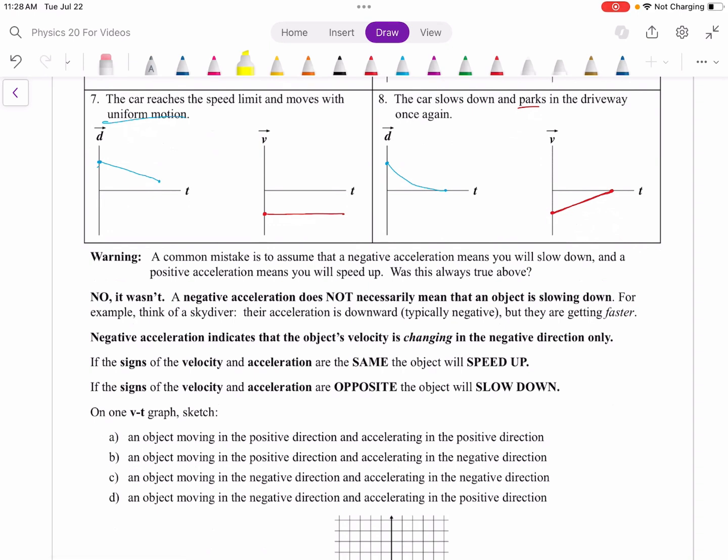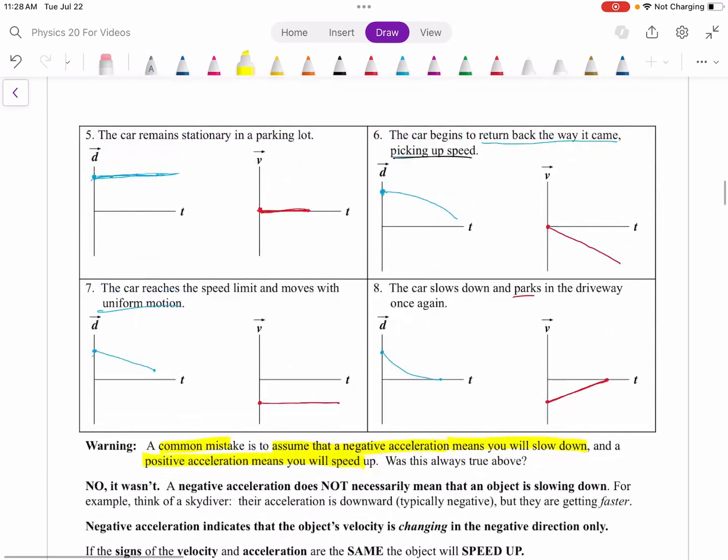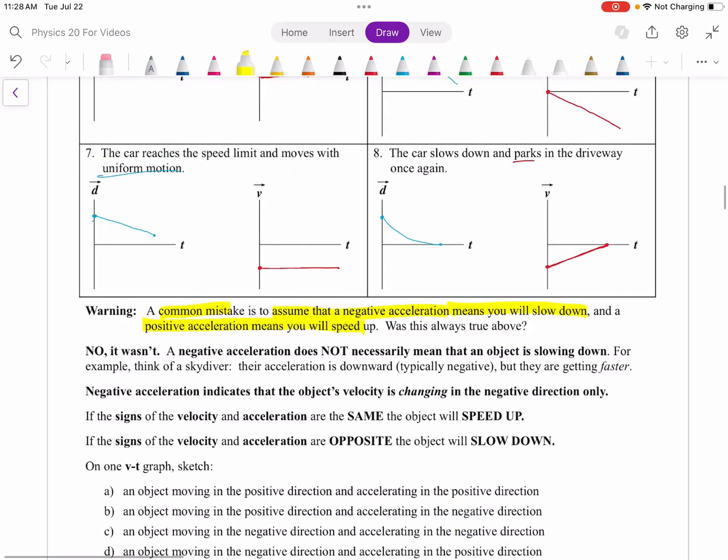I know we've mentioned it already, but it is a very common mistake, is assuming that a negative acceleration means you are going to slow down, right? And that a positive acceleration means you will speed up. That is definitely not true. I mean, we can see that in lots of these, right? For example, here, positive acceleration, like we were talking about, right?